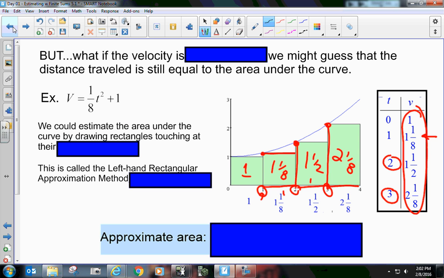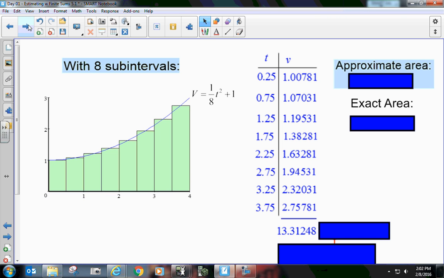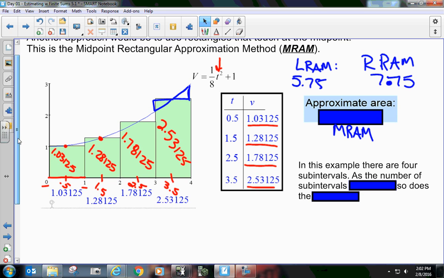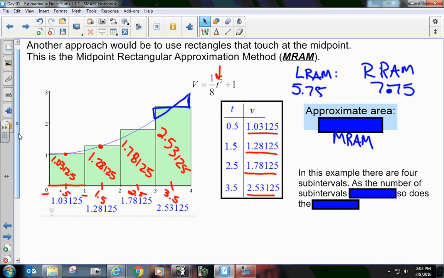Our LRAM, we're missing all this area under the curve. So chances are, this is going to be actually lower than the actual area under the curve. So we can kind of make a statement that if we're going to use LRAM, it's going to be lower than the actual area. If we use RRAM, it's going to be more than the actual area. And if we use MRAM, that's probably going to be our closest approximation to the point.